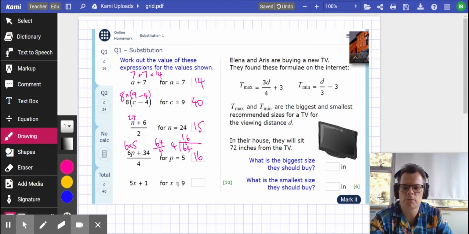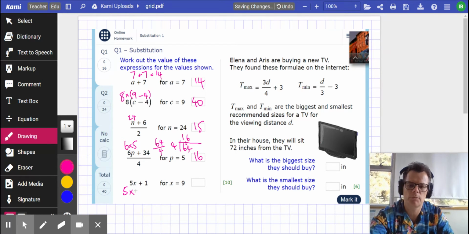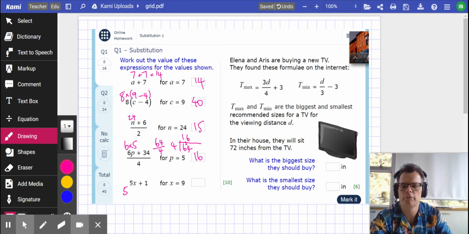And then 5x plus 1 when x is 9. This means 5 lots of x. We don't have to write the multiplication sign in algebra. When we use algebra, 5x means 5 lots of x. Okay, just have to remember that. So that means 5 lots of the number x, and x happens to be 9 in this case, and then add 1. 5 9s are 45, plus 1 is 46.